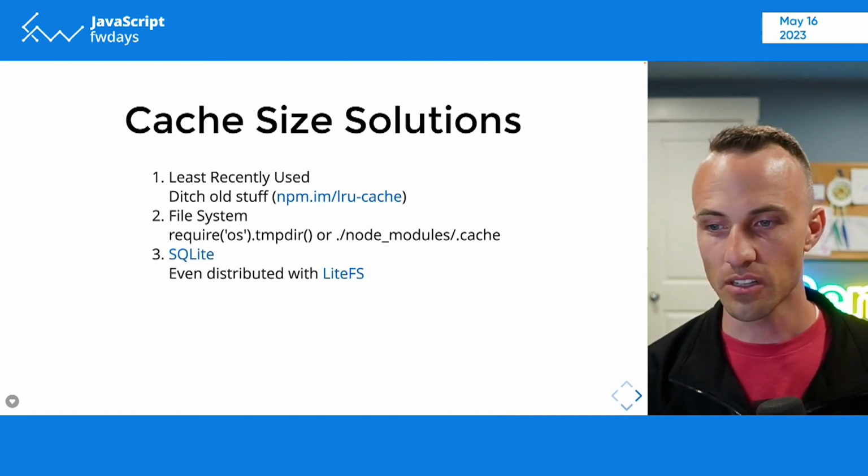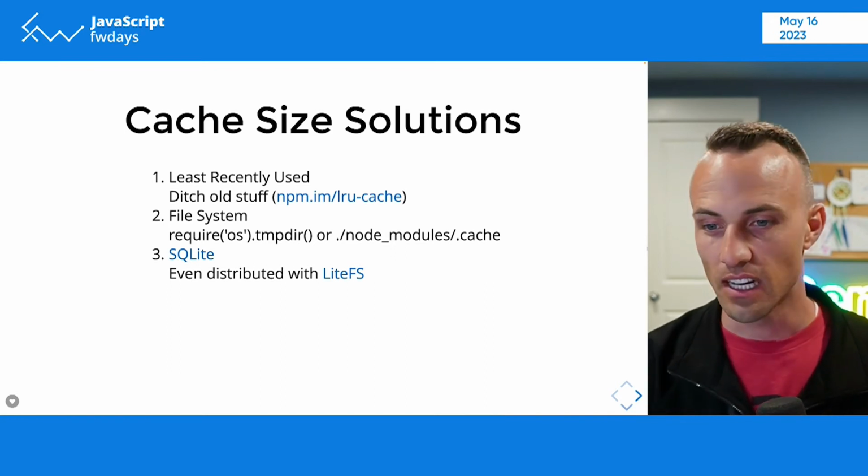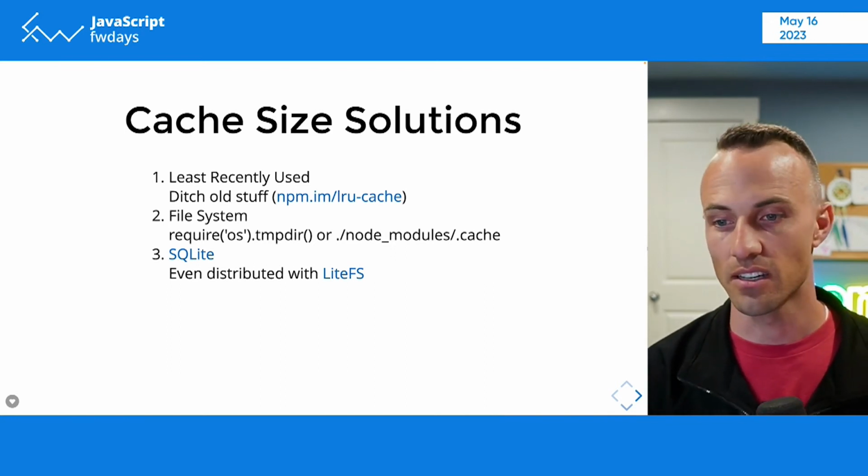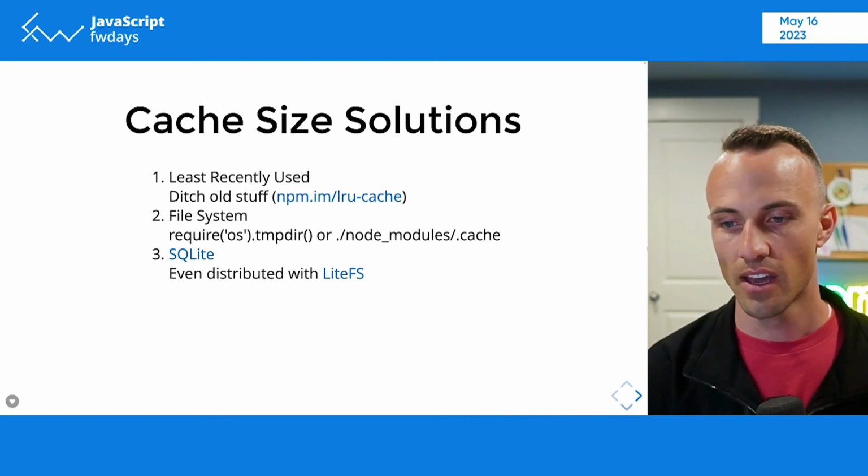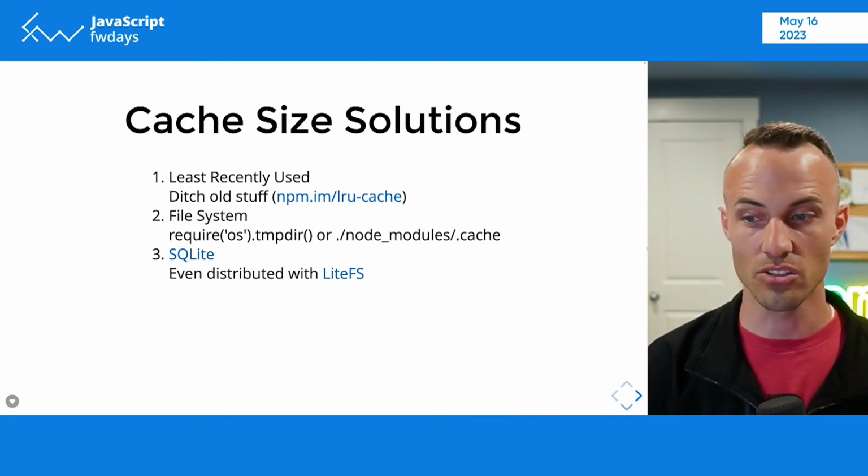SQLite is another good option. It's just a file, but it's very, very fast because it's a local file. There's no connecting to an external database or anything. And you can even have this be distributed with LiteFS.